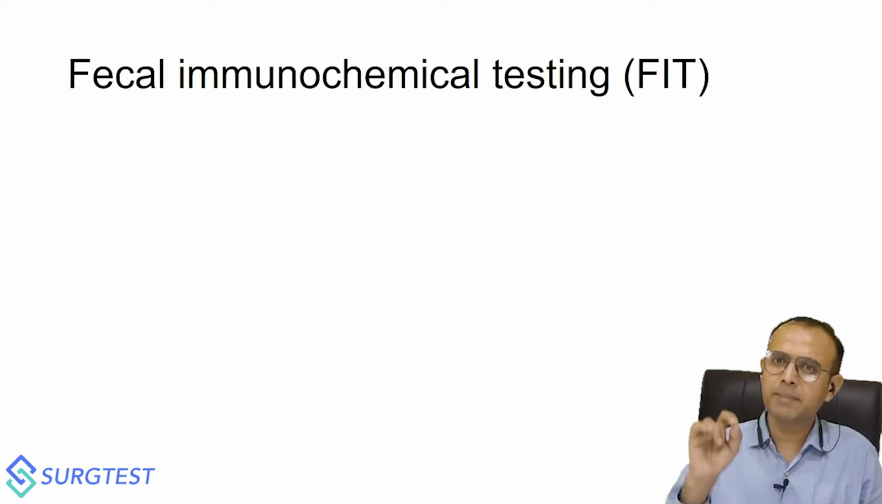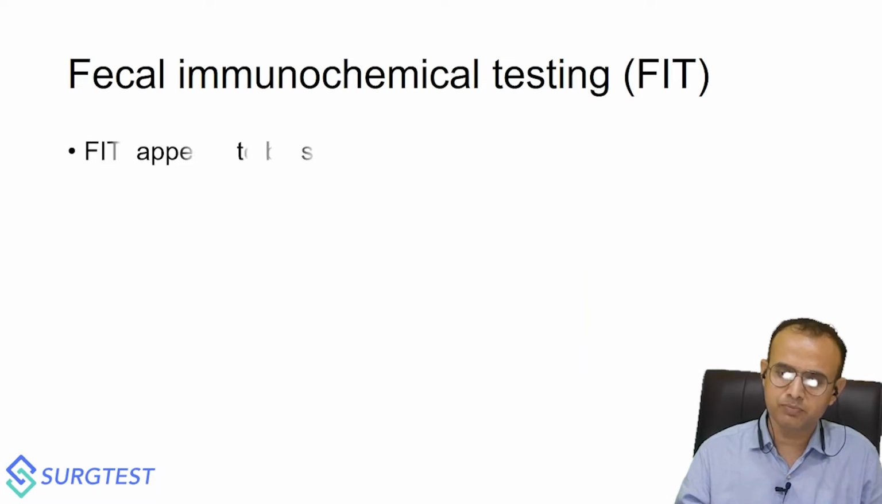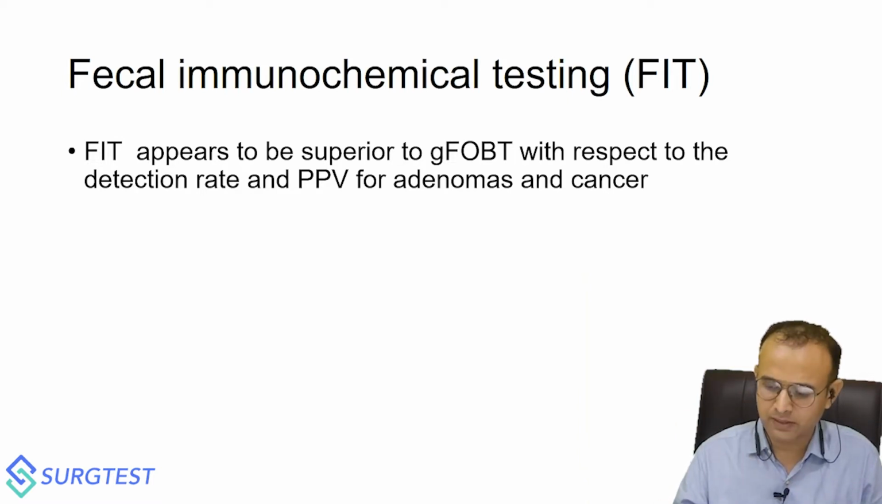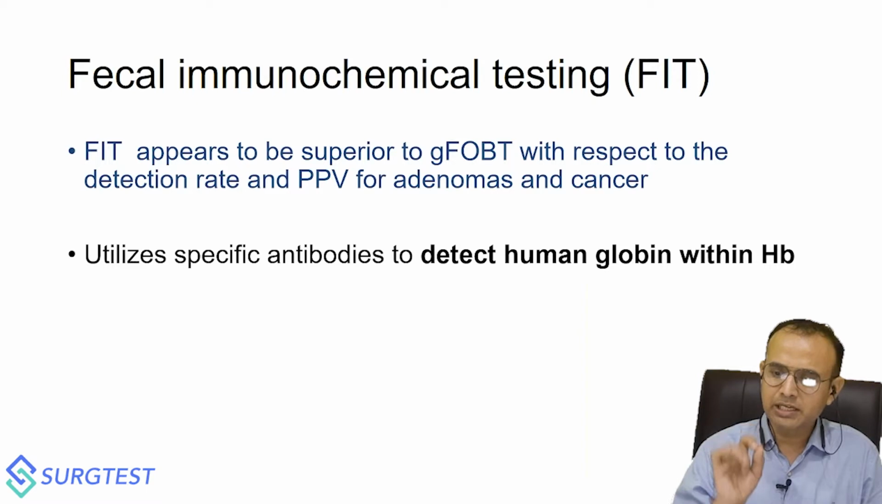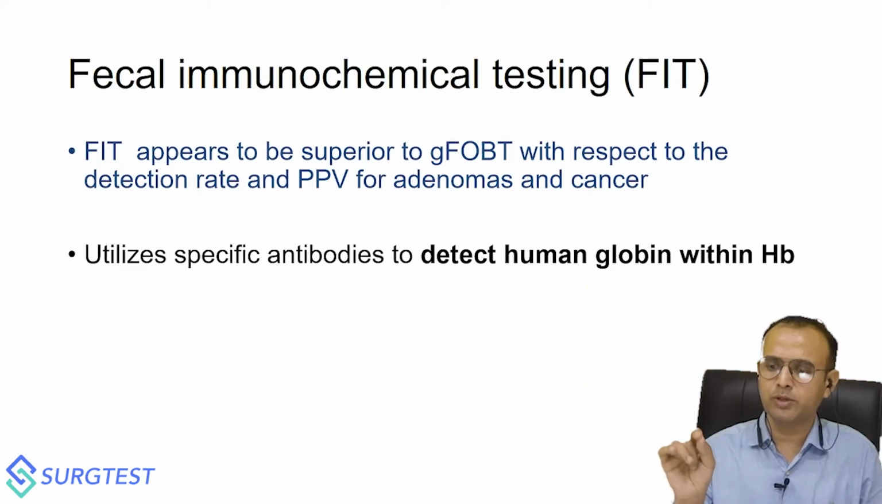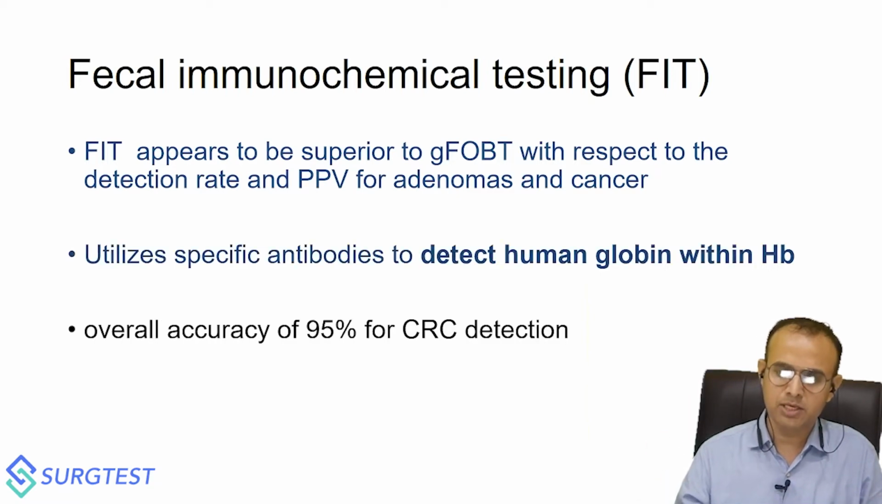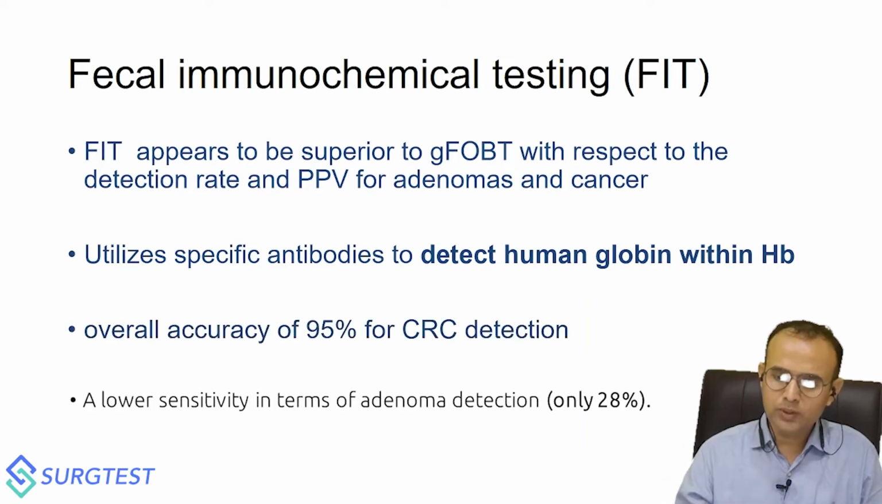FIT is one of the better fecal tests for colorectal cancer screening. It is superior to FOBT with respect to detection rate and positive predictive value of adenoma and cancer. It mainly depends upon detection of the human globin component of the hemoglobin in the stool. FOBT is based on pseudoperoxidase activity, FIT is based on human globin without the heme. It has 95% overall accuracy for colorectal cancer detection, but lower sensitivity in adenoma detection, only 28%.